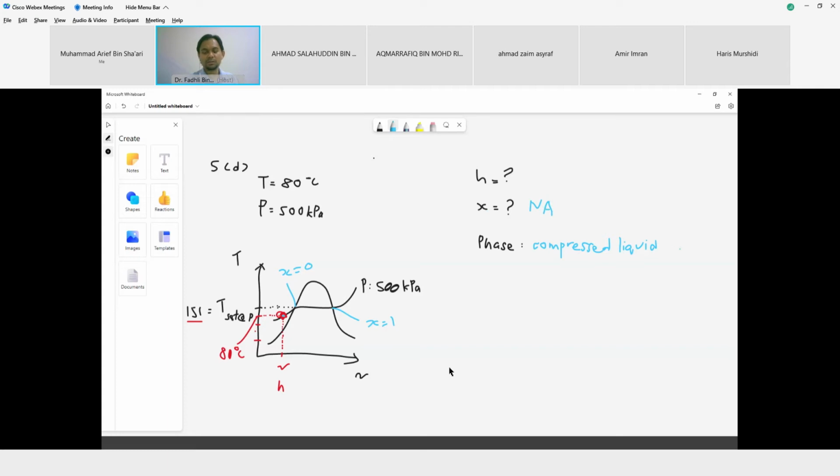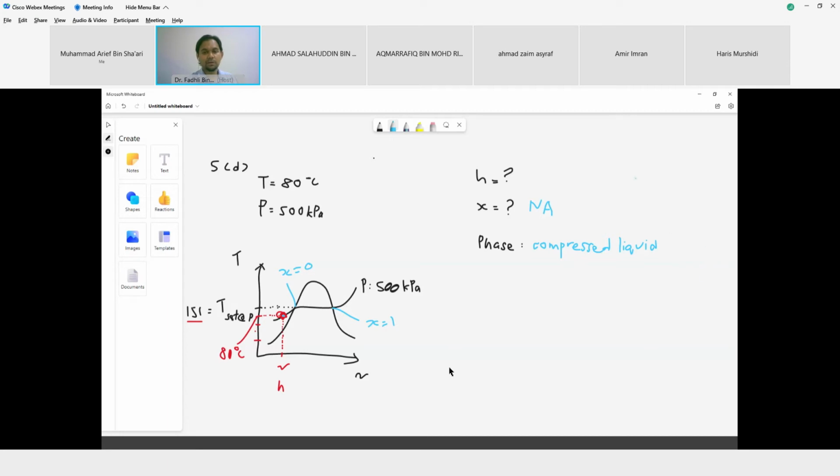NA ni tak berkaitan lah. Sebab kaitan X hanya antara 0 sehingga 1 saja. Tak ada pun nilai X negatif ataupun lebih daripada 1. Tak wujud. Because X quality is a ratio. Kalau ratio, nilai dia daripada 0 sehingga 1 saja. Okay, so pastikan kamu ingat compressed liquid tak ada nilai X. So put NA, not applicable ataupun tidak berkaitan. Okay, that is the answer.